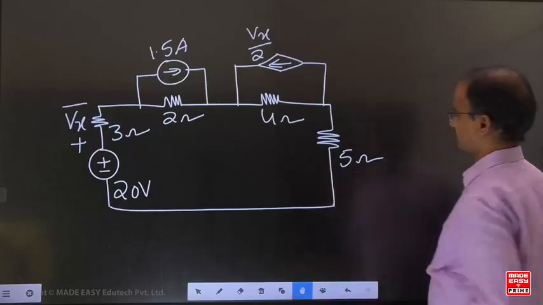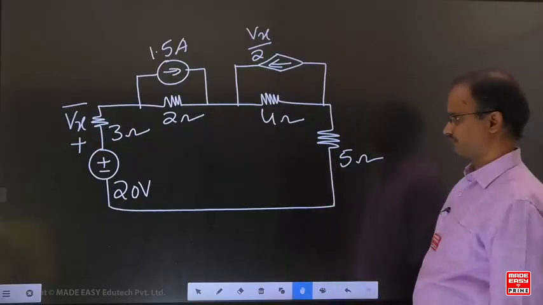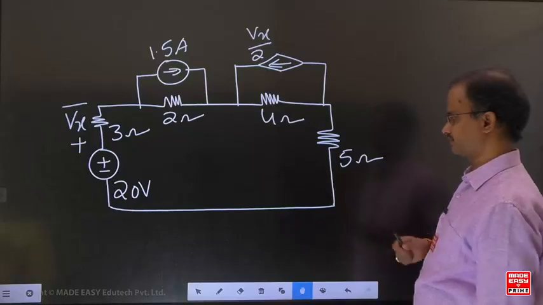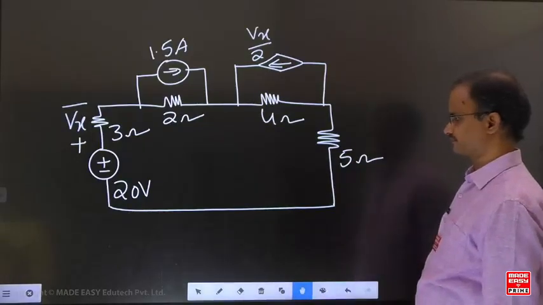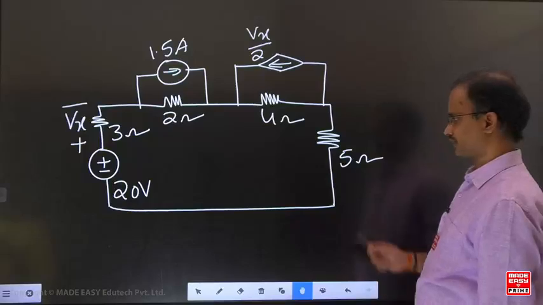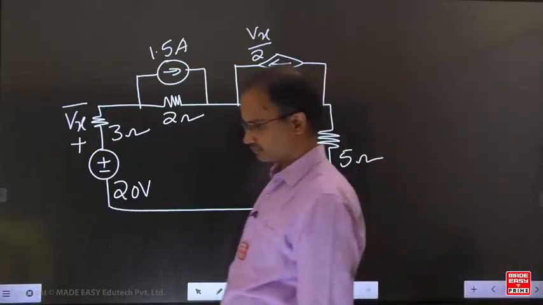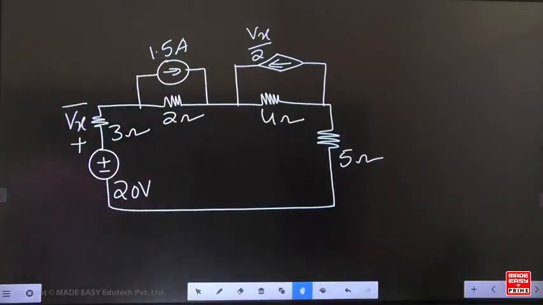Right, the next question. Find the current in the 5 ohm resistance.